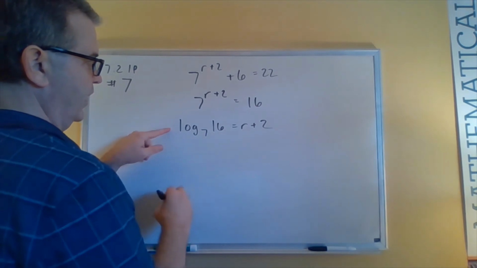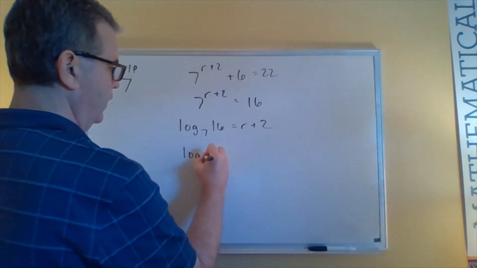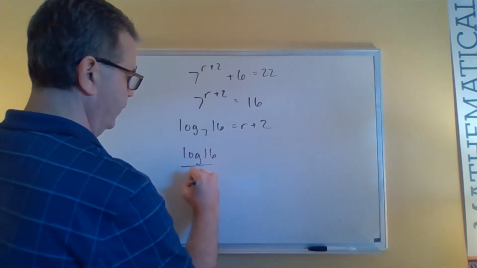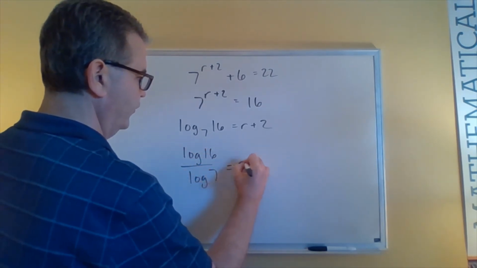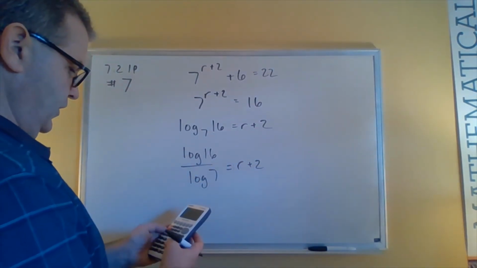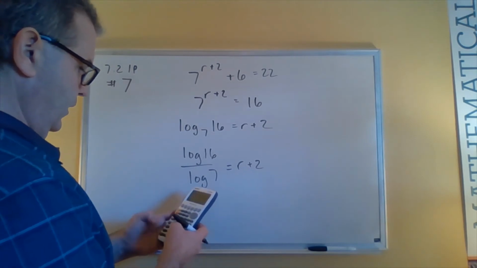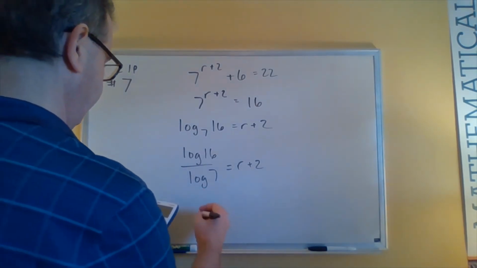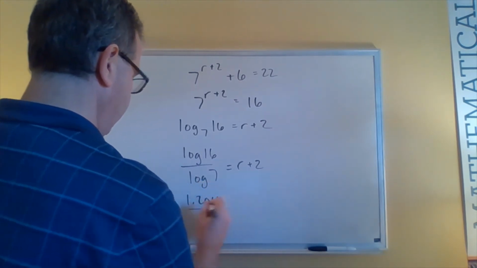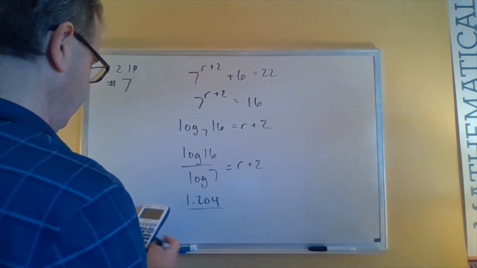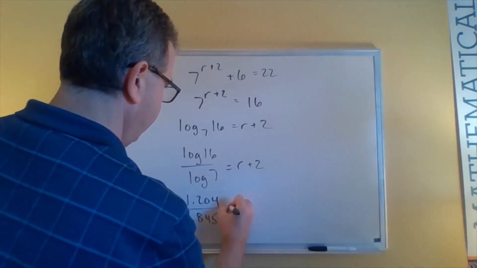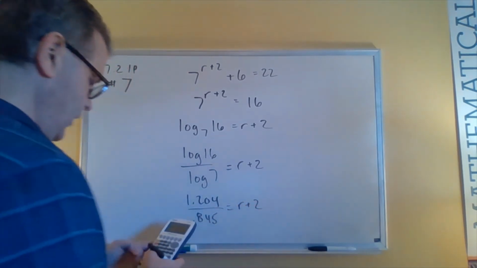Then I'll use my change of base on the left side here. So I'll get the log of 16 over the log of 7 equals r plus 2. So I'm going to grab my calculator so we can figure out these logs. The log of 16 is 1.204. And the log of 7 is 0.845. And that equals r plus 2.